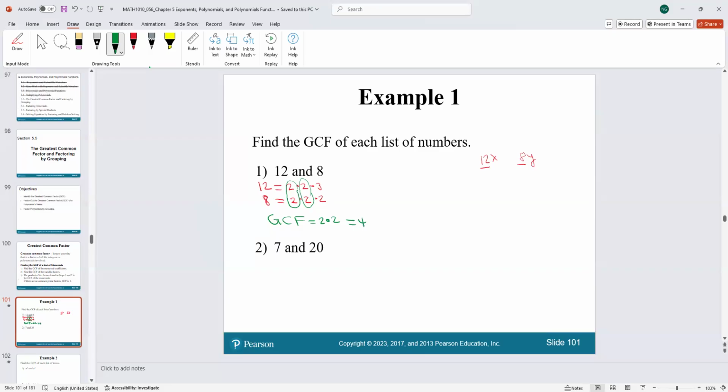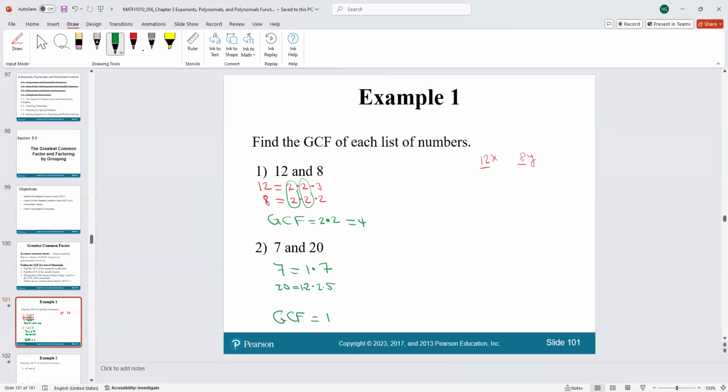As I said, if you take 7, what are the factors for 7? Because 7 is prime, it's only 1 times 7. But 20 is 5 times 4, and 4 is 2 times 2. So the prime factorization for 20 would be 2 times 2 times 5. Now, looking at the factors for 7 and 20, you realize there is no common factor. The GCF here would be only 1, because 1 doesn't change anything. Even if I said 1 times 2 times 2 times 5, it will still be 20. So the GCF would be 1, which we don't commonly write. We just say there are no common prime factors, so the GCF is only 1.